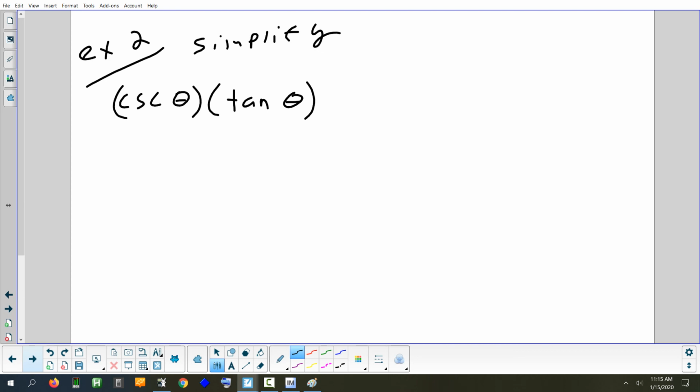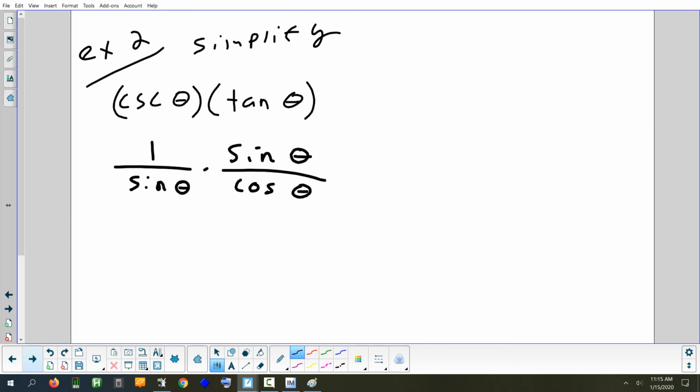Okay. Let's try this one. Cosecant times tangent. Start with cosecant. Alex, what could I change cosecant into? 1 over sine. Yep. And Will, what about tangent? Sine over cosine.